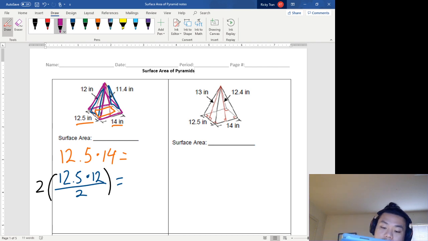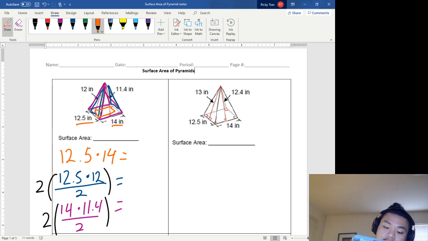And then we have here 14. The pink triangles are going to be the same thing. 14 times 11.4 divided by 2 times 2, because there's two of those triangles. All right, same process, very similar.